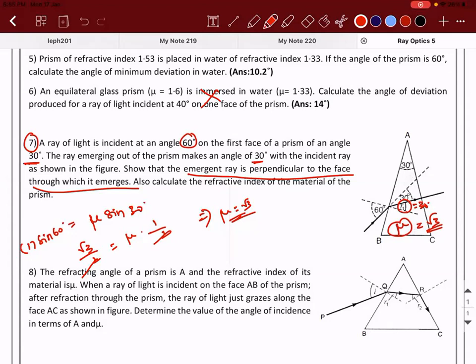So these are all the problems that are based on the prism concept. In the next class, we'll discuss optical instruments, and then by Wednesday, we'll try to close this chapter. And from Monday, I'll start wave optics.